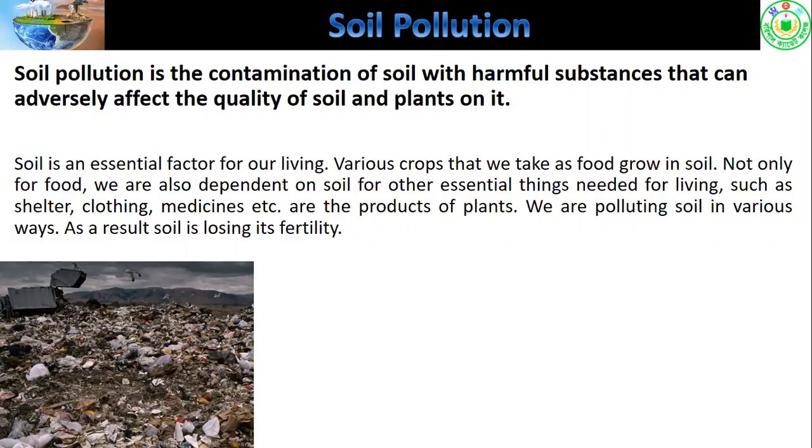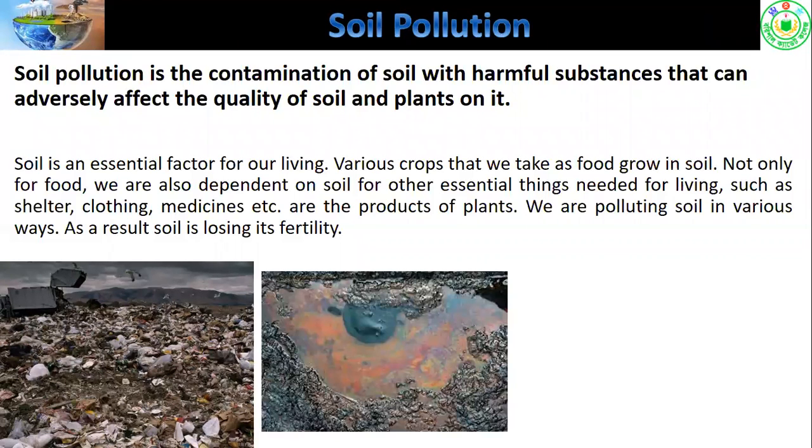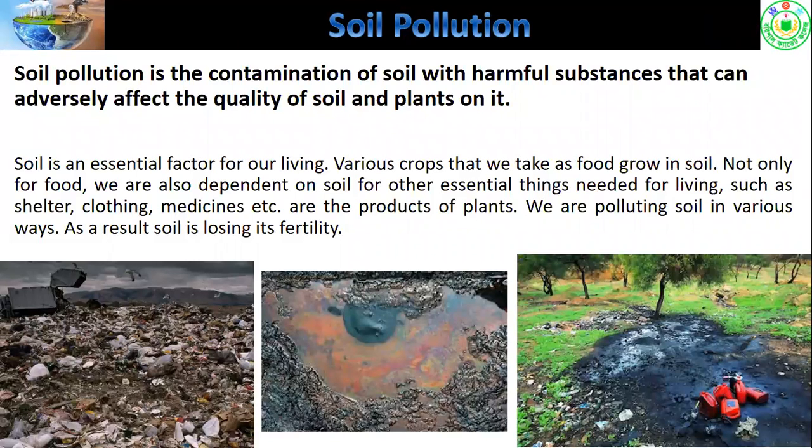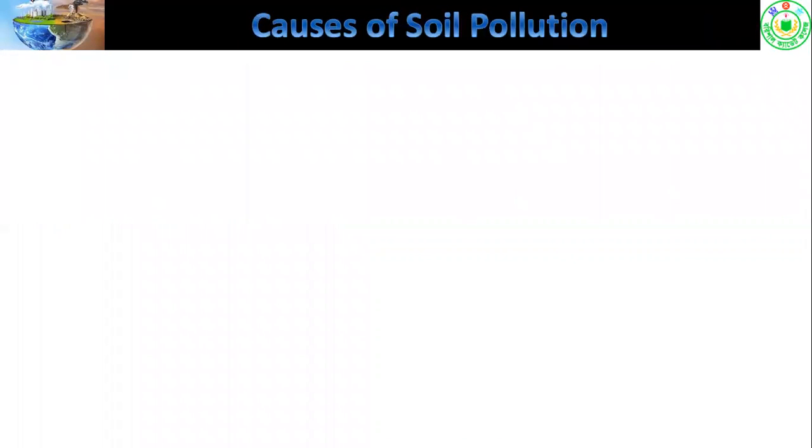See how soil is polluting or contaminating. In this way, we are polluting the soil, and because of this, many adverse effects are seen in our nature. Then some causes of soil pollution. Number one, soil erosion. We cut the soil injudiciously, and because of this injudicious cutting of soil, soil erosion occurs and it gets washed away.